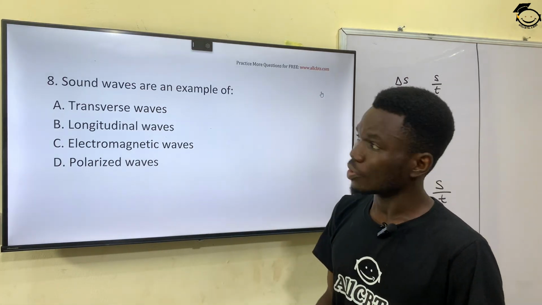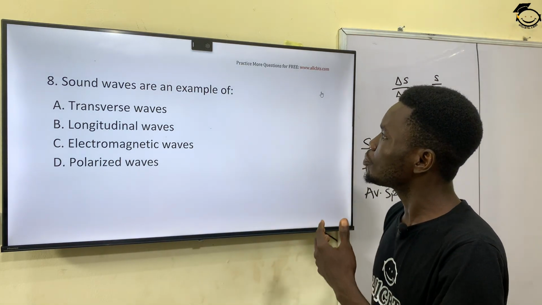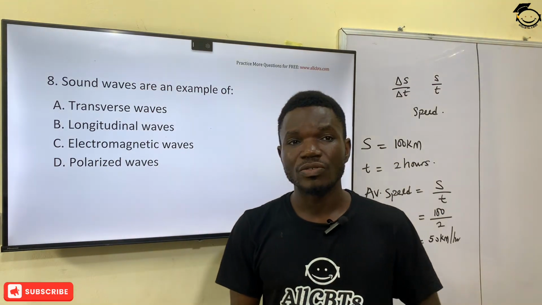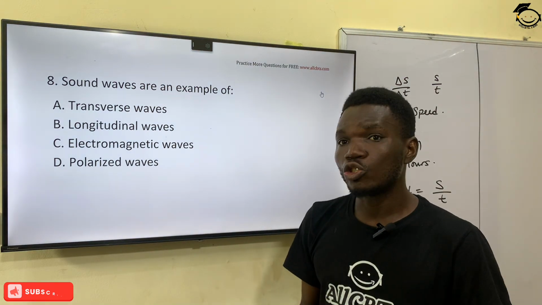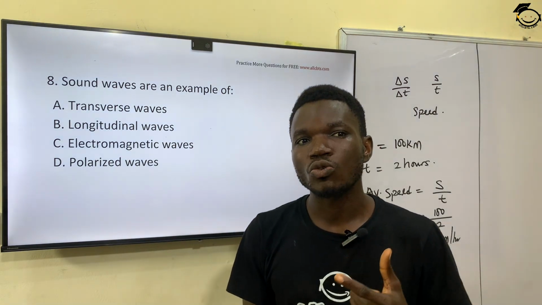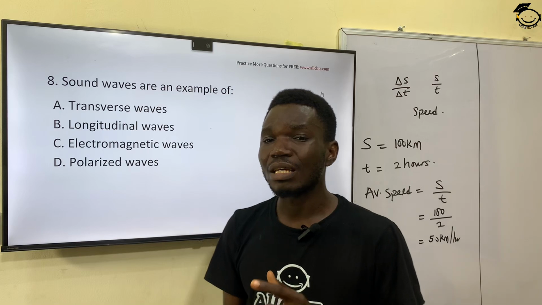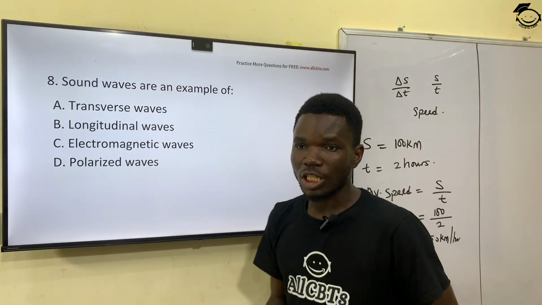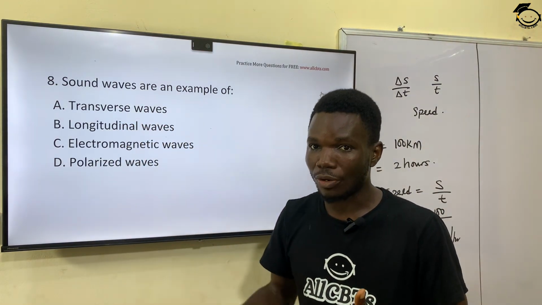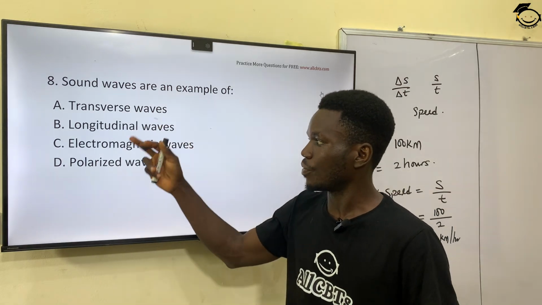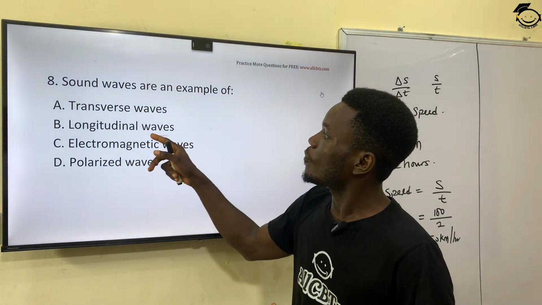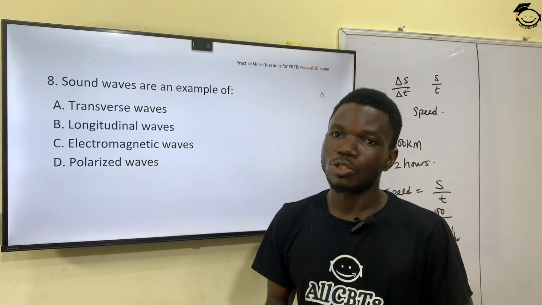So that takes us to question number 8, which says, sound waves are an example of dash. Sound waves are called longitudinal waves. Why are they called longitudinal waves? They travel in the same direction as the particles causing the wave. So the particles travel in the same direction as the wave motion itself. That's why we call them longitudinal waves. They are not transverse waves, and they are not polarized waves. Electromagnetic waves are different, because they are not mechanical waves. So therefore, the correct answer to this question is option B.